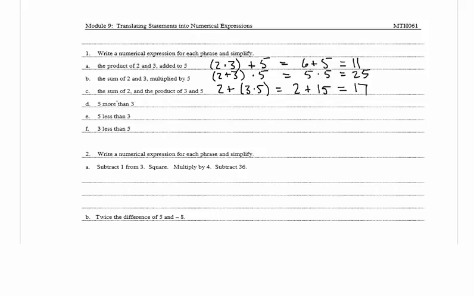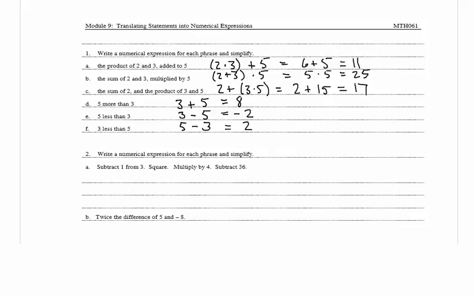In D, we want 5 more than 3. So we're going to start with the number 3, and then we want 5 more than that. So 3 plus 5 is equal to 8. In E, we want 5 less than 3. So again, we're going to start with 3, and we want to be 5 less than that, so minus 5. 3 minus 5 is negative 2. In F, we want 3 less than 5. So we want to start with 5, and we want 3 less than that, so minus 3. And 5 minus 3 is equal to 2.